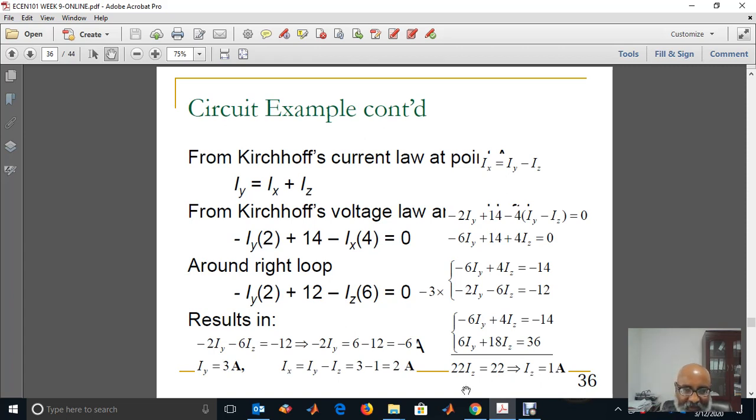Now that we found Iz, from the third relation we can find Iy. Substituting Iz as 1 ampere, we have minus 2Iy is equal to 6 minus 12, which is minus 6. So Iy is 3 ampere. Therefore, from the relation Iy is equal to Ix plus Iz, Ix is equal to Iy minus Iz, 3 minus 1, which is 2 ampere.